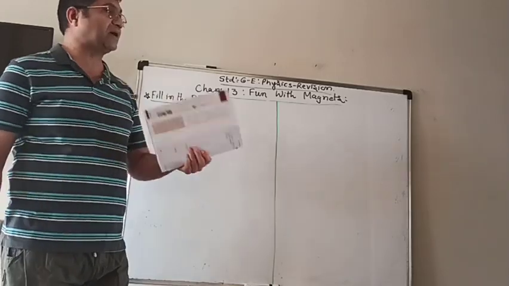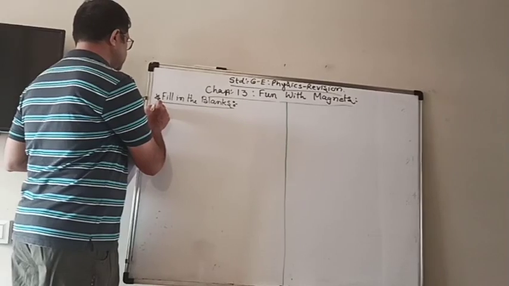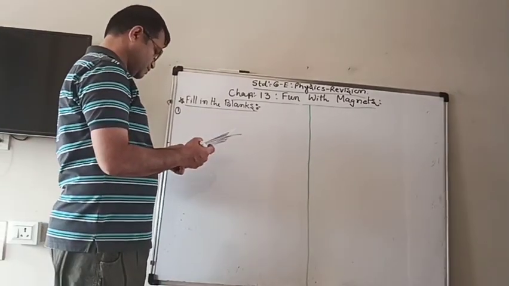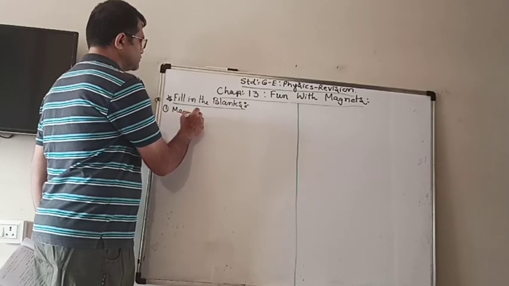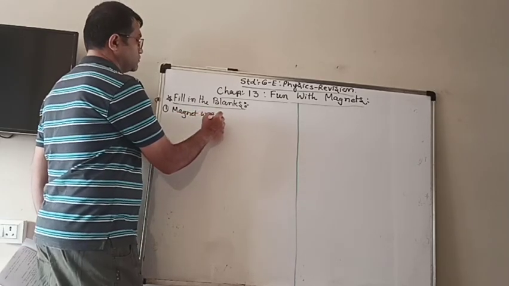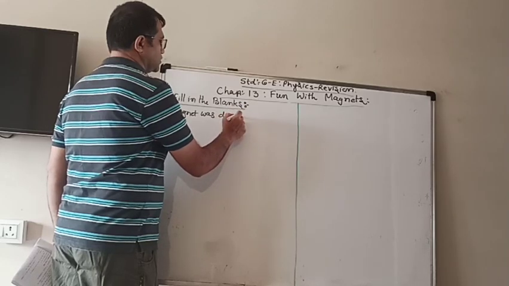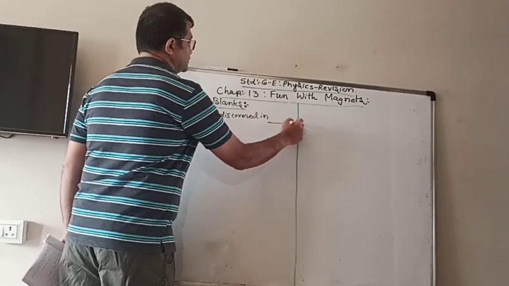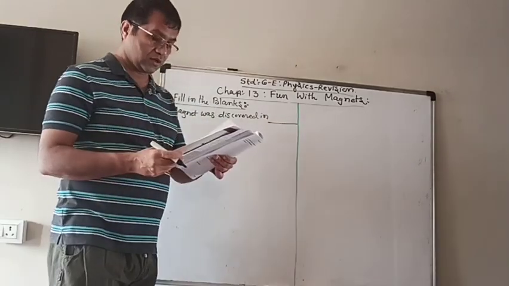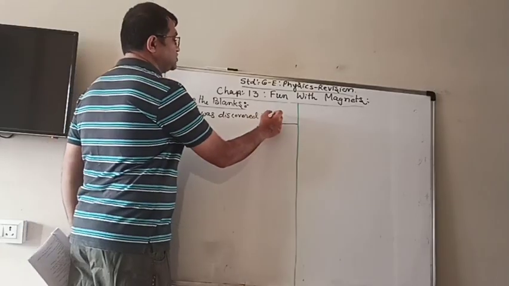First start with some blanks. First one: Magnet was discovered in blank. We know that it was discovered in the country Greece.